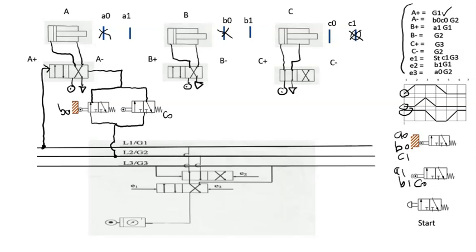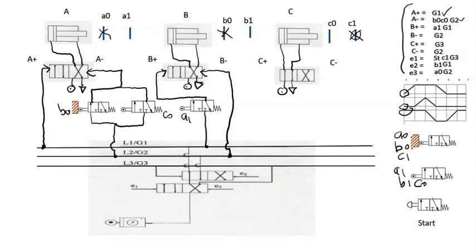Okay, now we're going to do the B plus. So the B plus is going to have A1, G1. So A1 is the normal limit switch. Label it, and we're going to use the right side because it's a normal limit switch. Going to G1. And let's do B minus, it's straight to G2. So don't forget the loop.